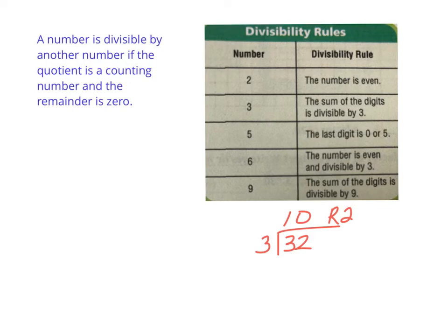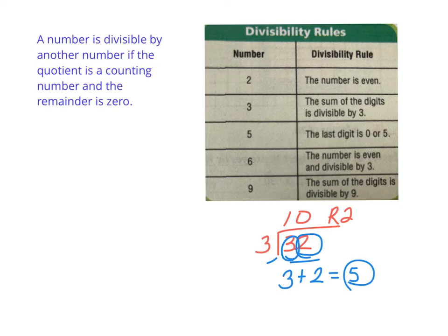Let's look at a chart over here. In order to be divisible by 3, the sum of the digits has to be divisible by 3. So in other words, we're looking at the 3 and the 2. We would add that together. 3 plus 2 equals 5. 5 is not divisible by 3. So therefore, 3 is not a factor of 32.